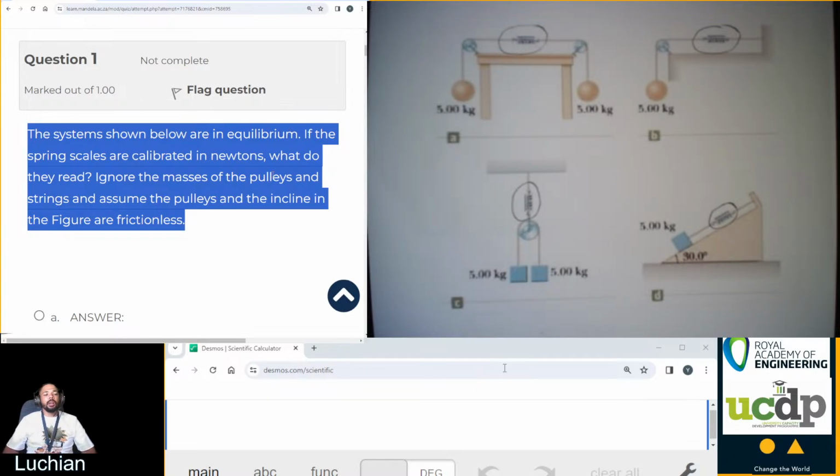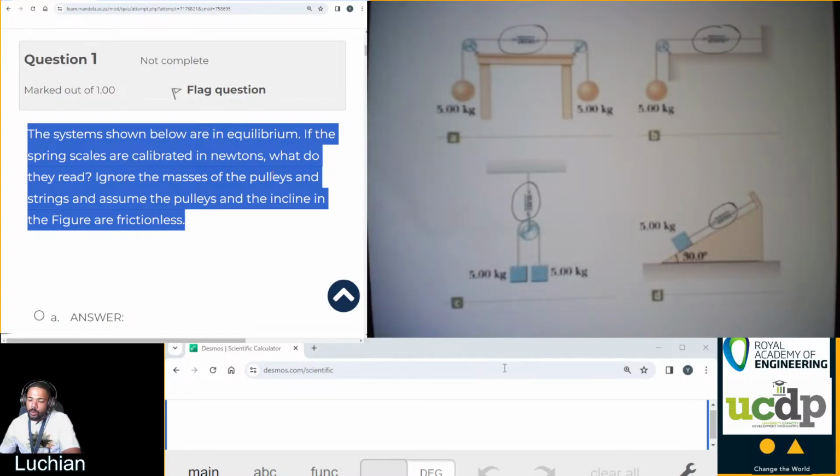Now they tell us to ignore the masses of the pulleys and the strings and to assume that the pulleys and the incline in the figure are frictionless. So we assume no friction, and we assume that the pulleys and the strings have no mass. Of course, in reality, they will play a role because they add to the masses.